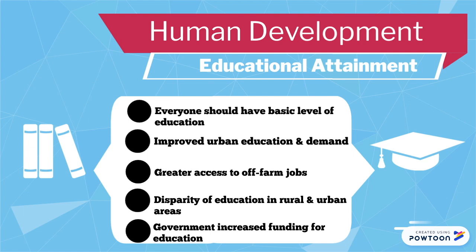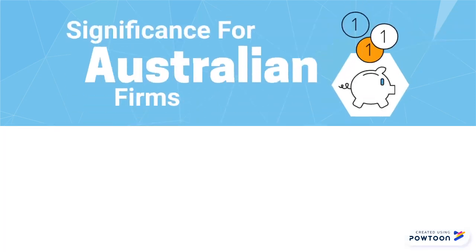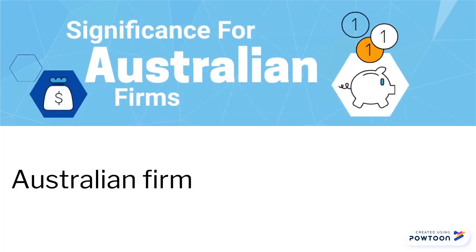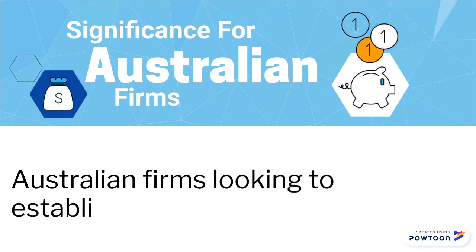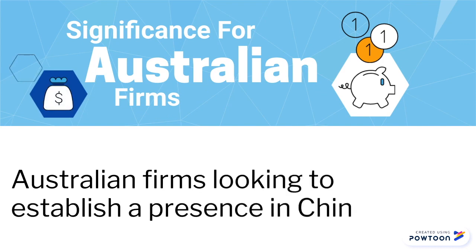This is currently still an issue the Chinese government are addressing by increasing funding for the education sector. There is a strong two-way correlation between economic development and human development within China. Australian firms looking to establish a presence in China should consider both factors in conjunction as they influence each other.